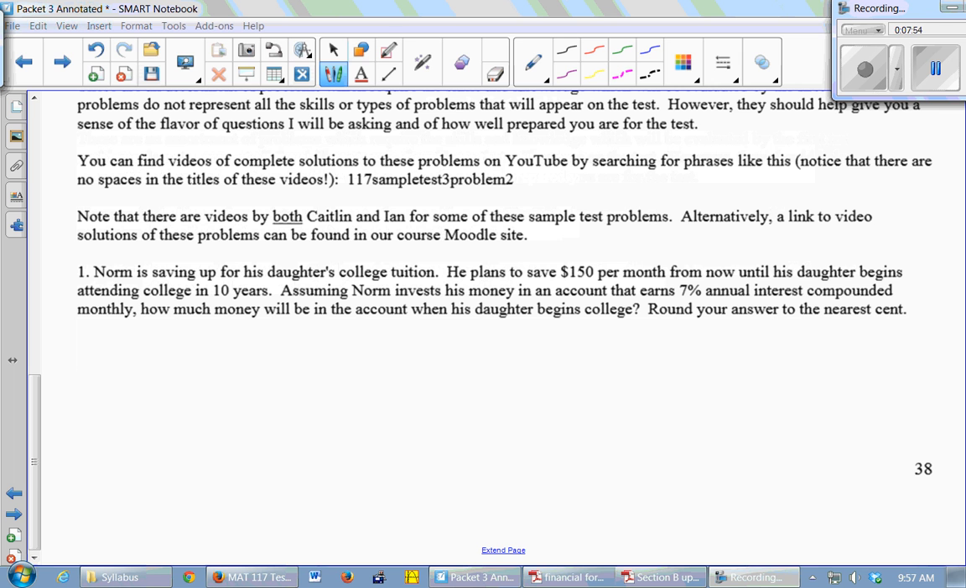All right, so Norm is saving for his daughter's college tuition. I'm going to do the problem on the board, this first one, for people who are interested. He plans to save $150 per month. That is a little bit at a time, right? He's saving $150 per month. Those are multiple deposits over time. There's only one formula that deals with that, right?